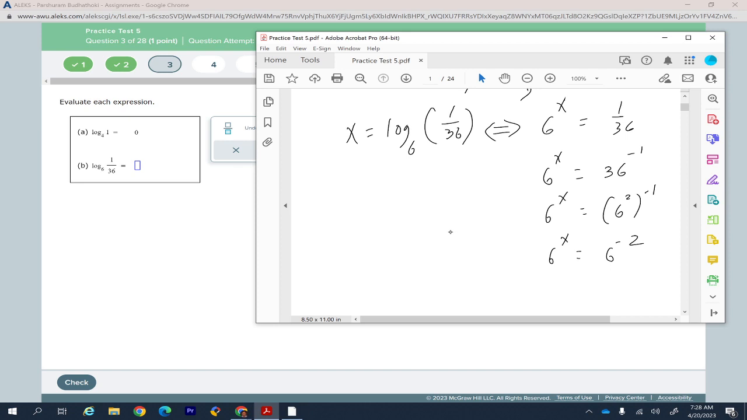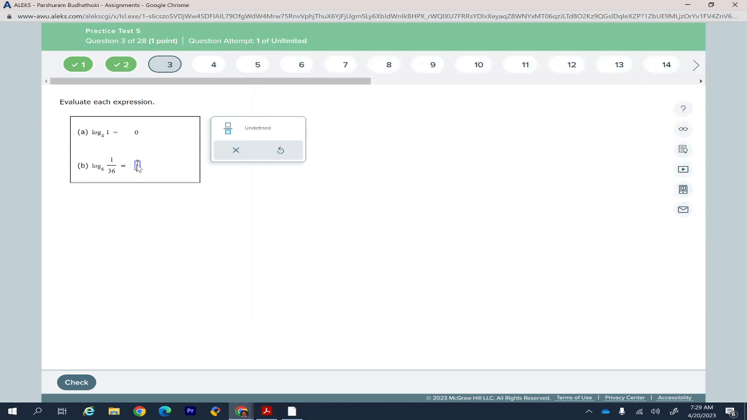Because the bases are the same, x should be equal to -2. If the bases of the equation are the same, then the exponents have to be the same. So the answer for this one is negative 2.